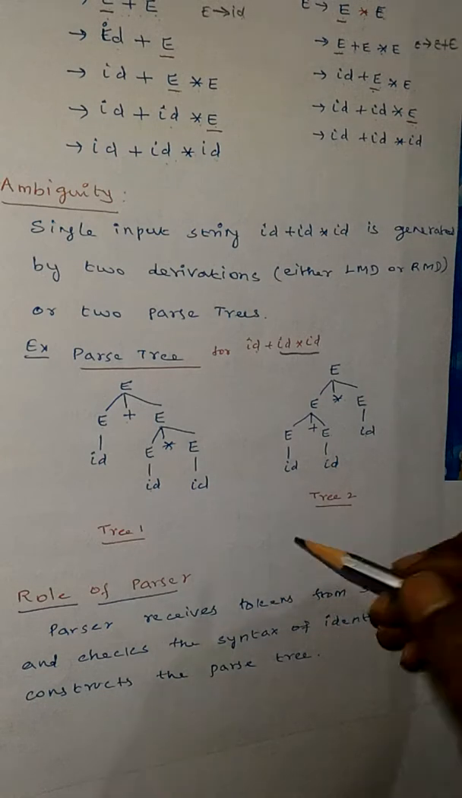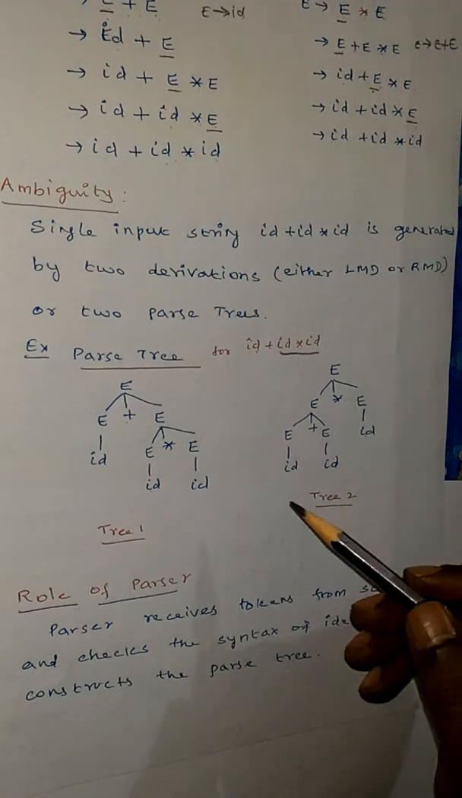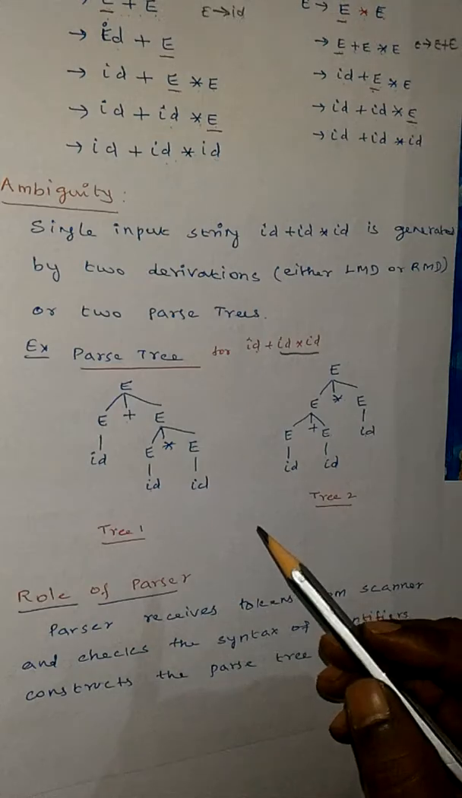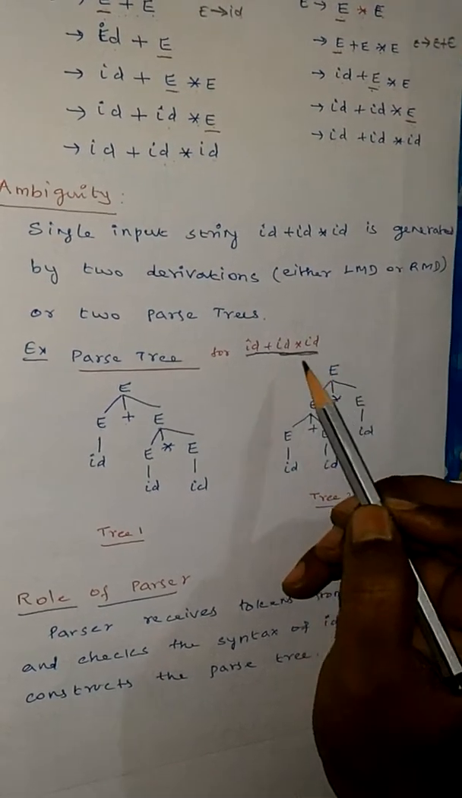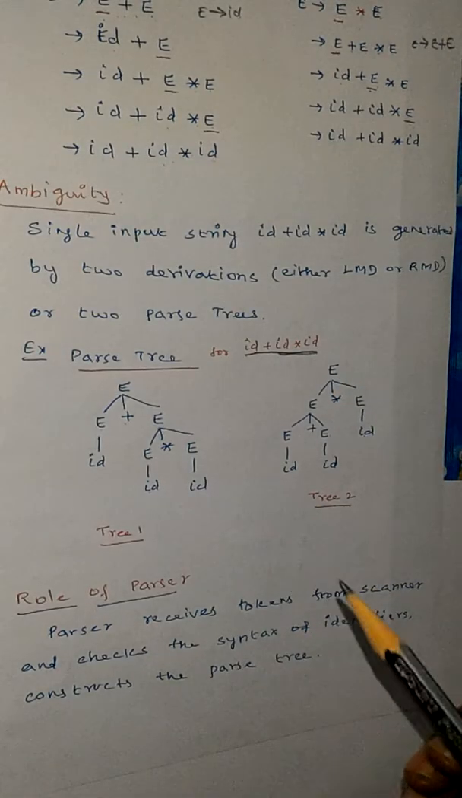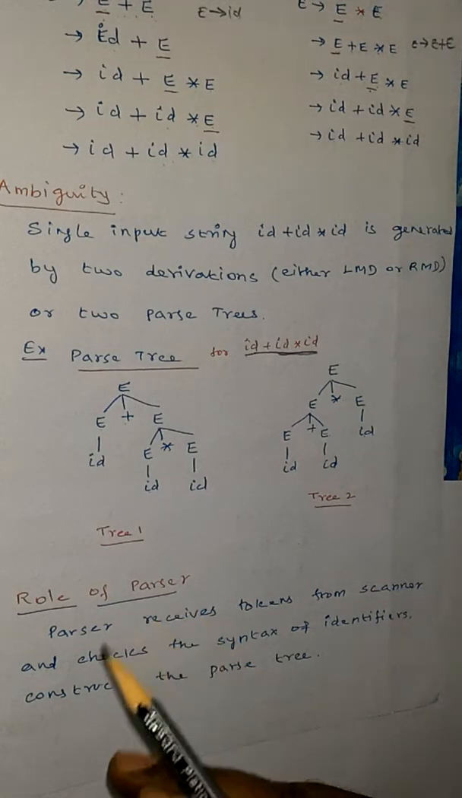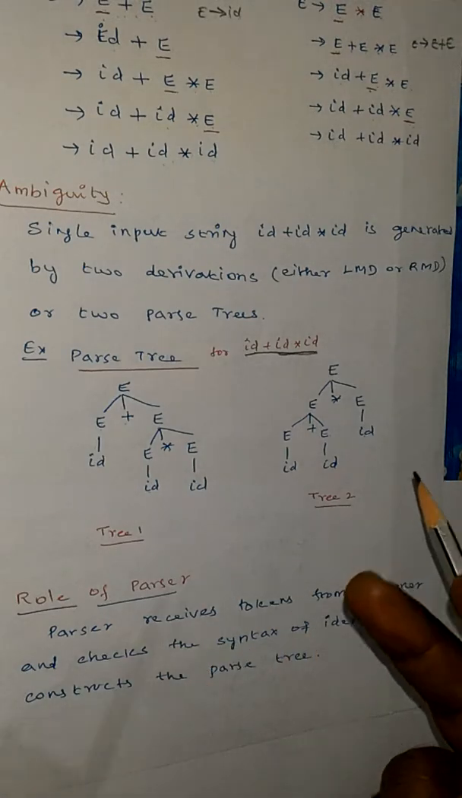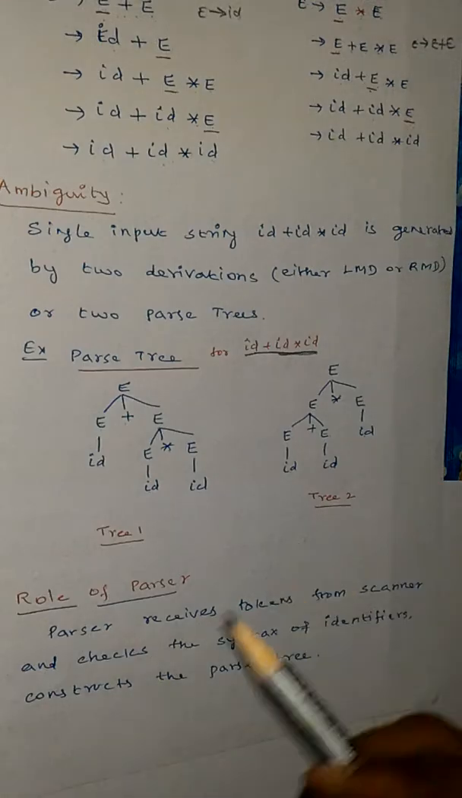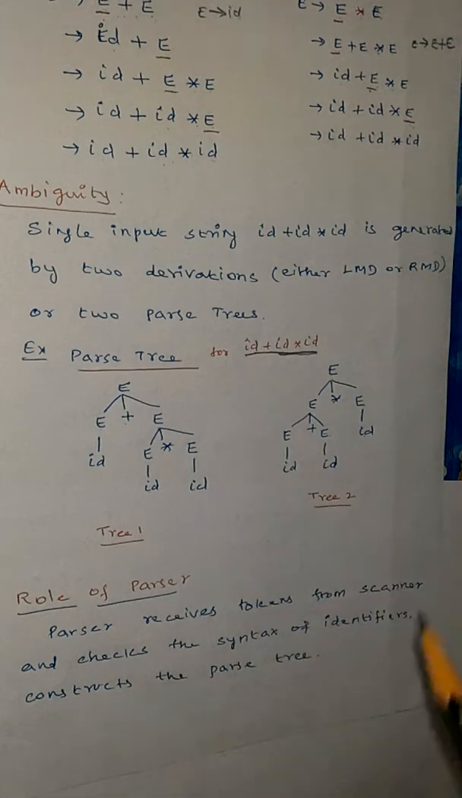We can say that a given context free grammar is ambiguous whenever a single input string is generated by two different leftmost derivations, or two different rightmost derivations, or two different parse trees. Then that grammar is called ambiguous grammar.